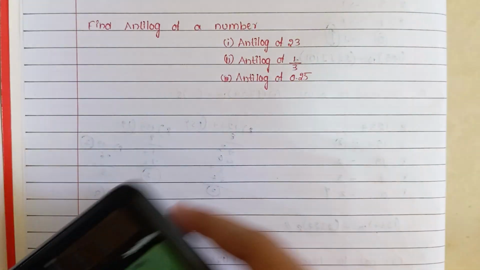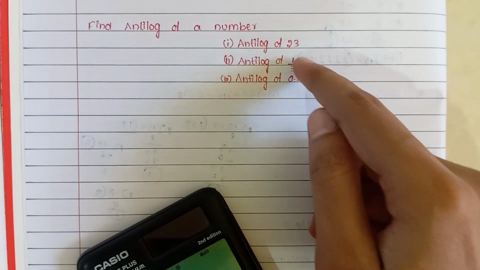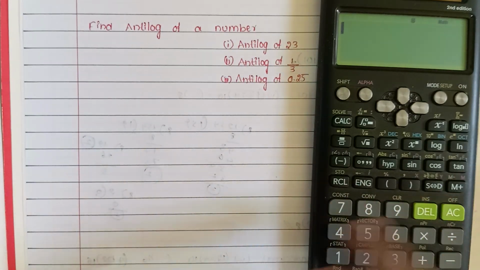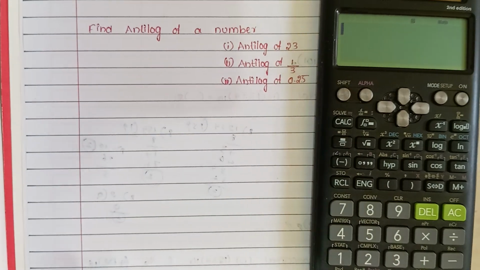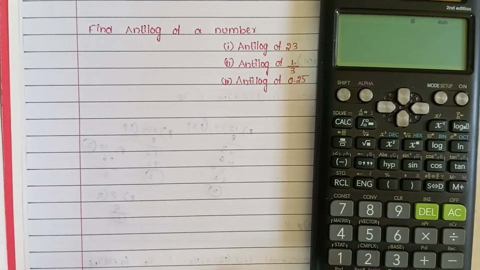So in this video we are going to find the antilog of a number: an integer number, a fractional number, and a decimal number. For that, whatever the value is given, enter the value in 10 powers. I will show you an example.